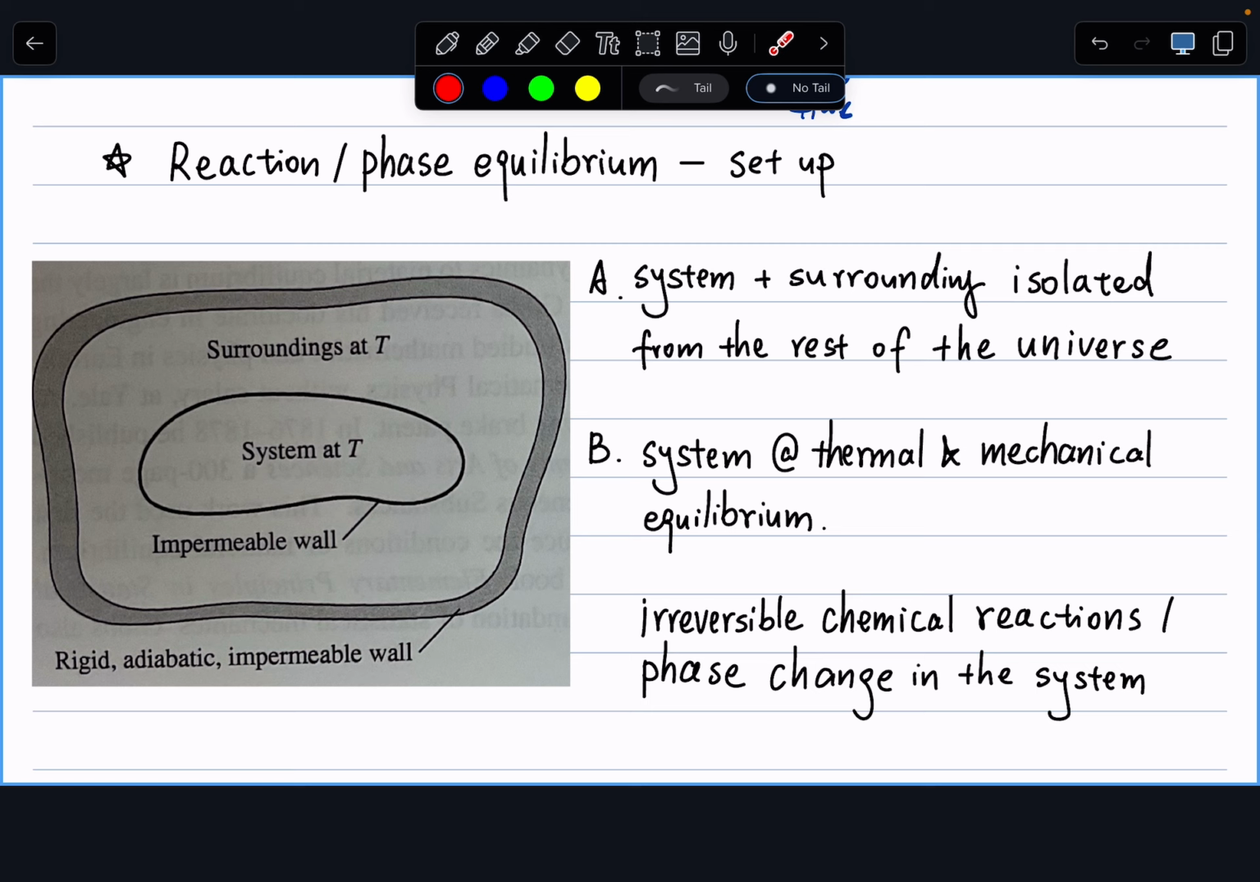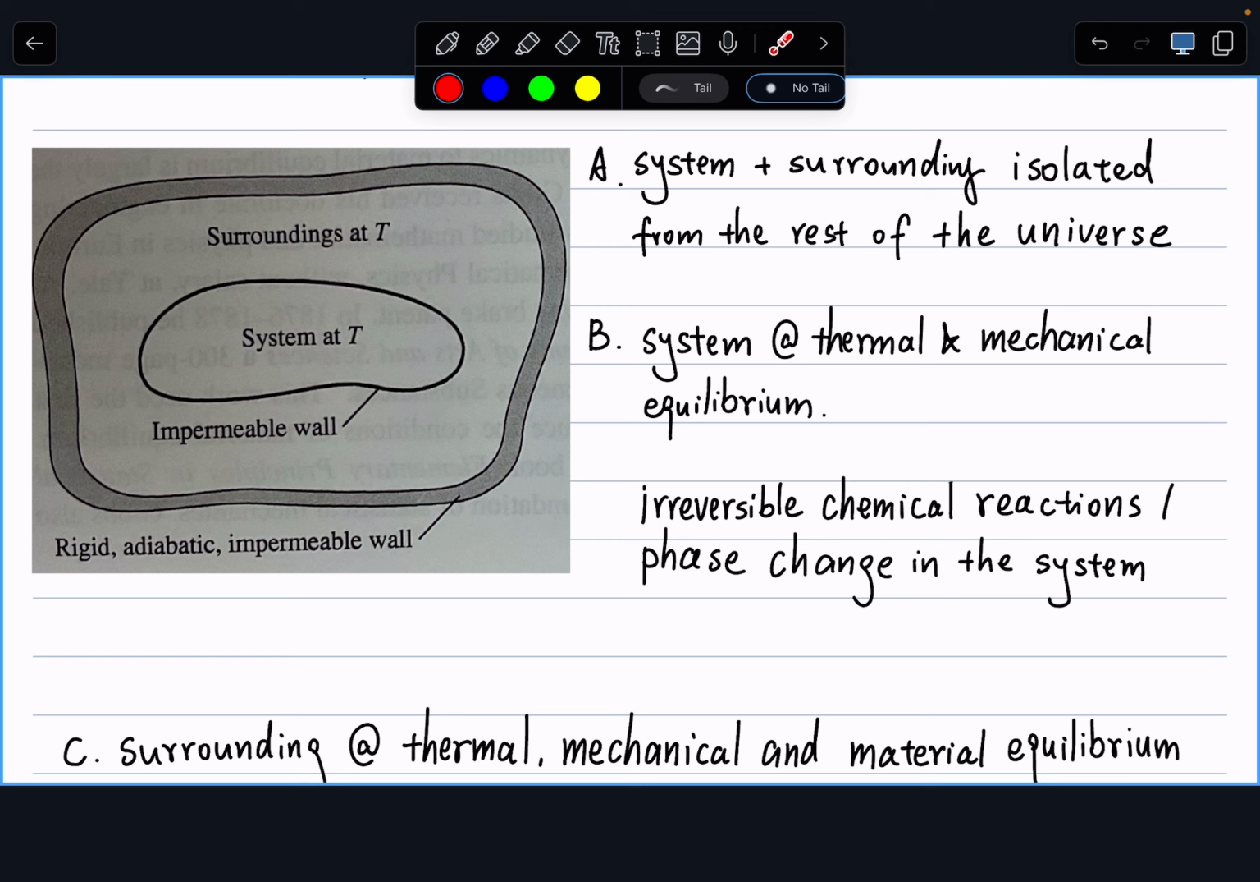And in here, we can manually set, first of all, the system and surrounding together are isolated from the rest of the universe. Second, we make it so that the system is at thermal and mechanical equilibrium. But you can have reactions taking place inside the system. So reaction equilibrium, not sure, so I put a question mark here, right? So we can have irreversible chemical reactions or phase changes taking place inside the system.